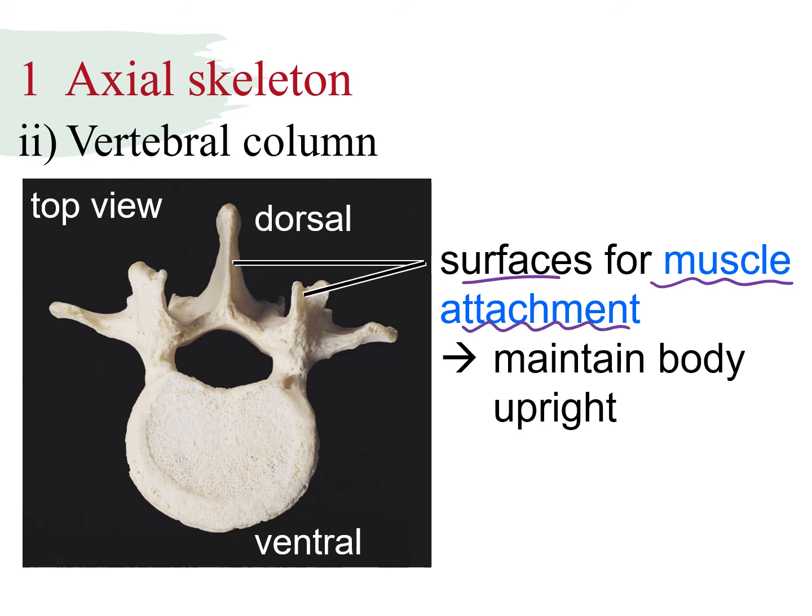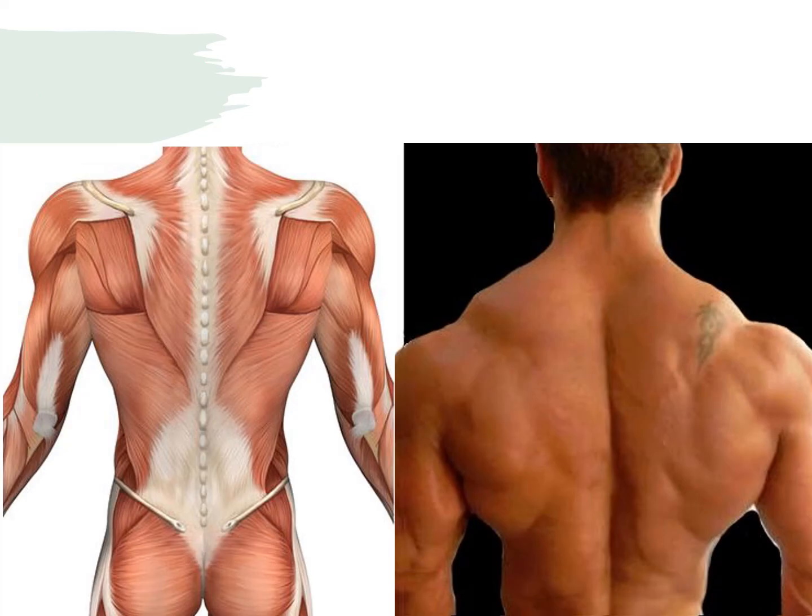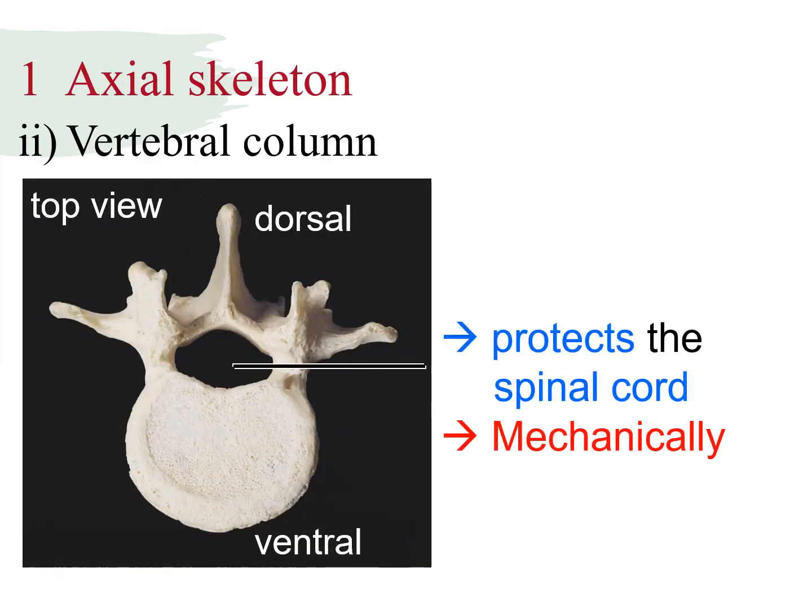It helps to maintain your body upright. The picture on the left shows you the muscle arrangement and the bone arrangement in the human body. In the center part, you can see the vertebral column. And there are many muscle attachments on top of the vertebral column, which makes up your back muscles. The vertebral column also protects the spinal cord mechanically or physically.